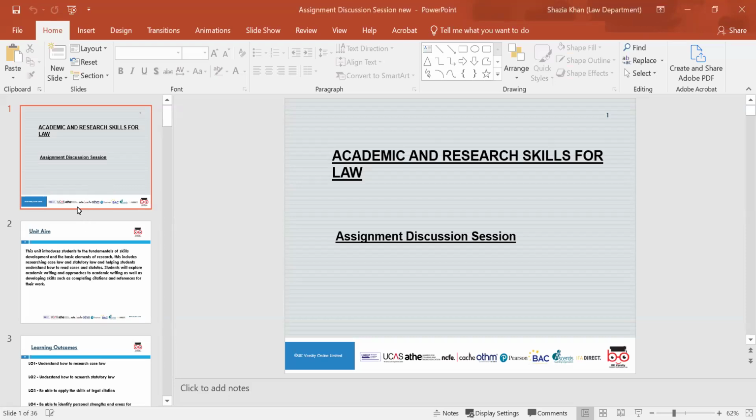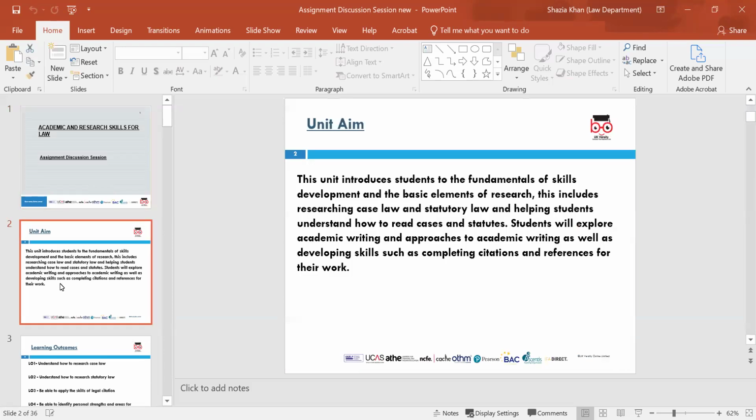So academic and research skills for law and assignment discussion session. The unit aim is to introduce students to the fundamentals of skills development and the basic elements of research. This includes research in case law and statutory law and helping students understand how to read cases and statutes. Students will explore academic writing and approaches to academic writing, as well as developing skills such as completing citations and referencing their work.